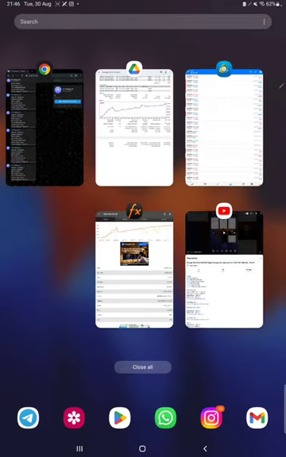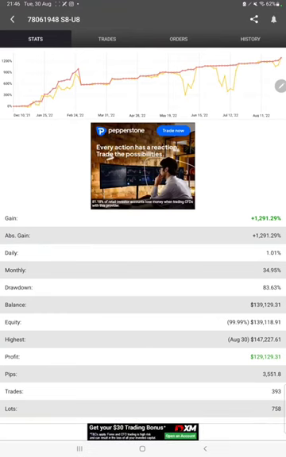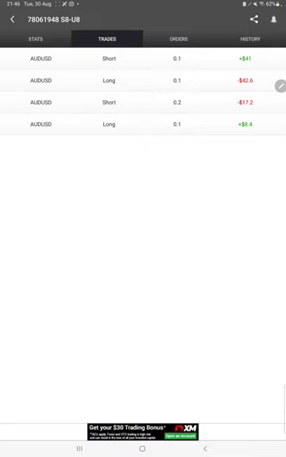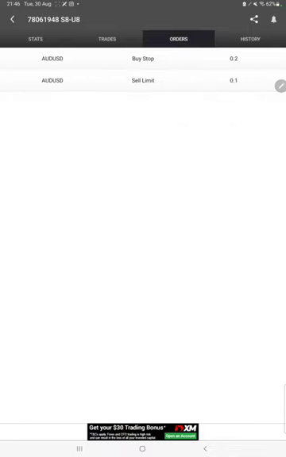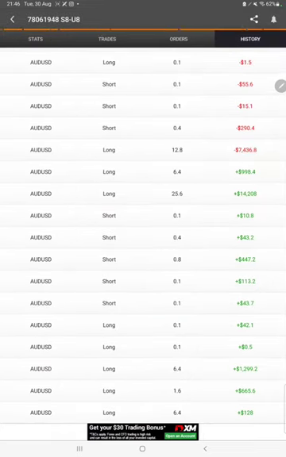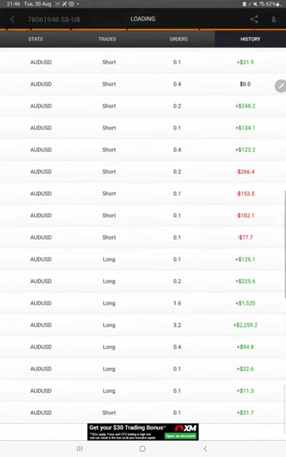Also the FXBook statistics are available, so we can check the details from here also, like total percentage of gain, absolute gain, daily return, monthly return, drawdown, current balance, equity, profit pips that we have achieved, and it was updated 1 hour ago. We can also see the open trades here, verify the pending orders, and in history we can see how much lot size we have traded and how much profit and loss we have made.